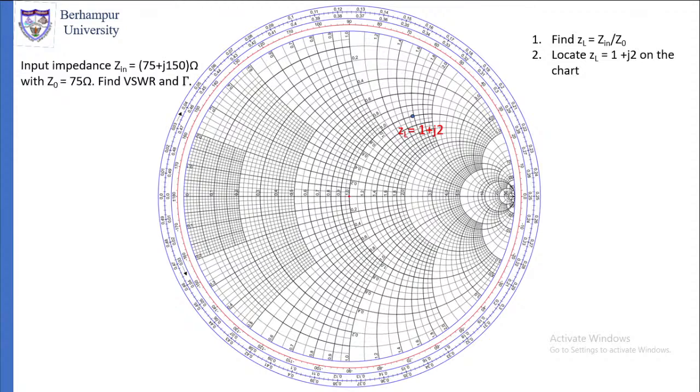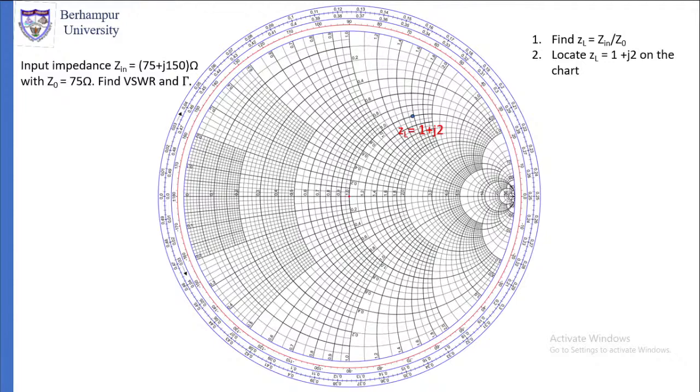And then this is another example. The question is input impedance is given. Zin is equal to 75 plus j150 ohm. Z0 is equal to 75 ohm. Find VSWR and gamma, these two. To do this, first find out what is ZL.